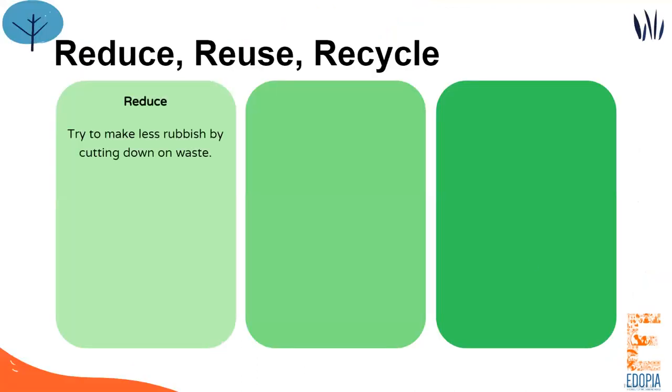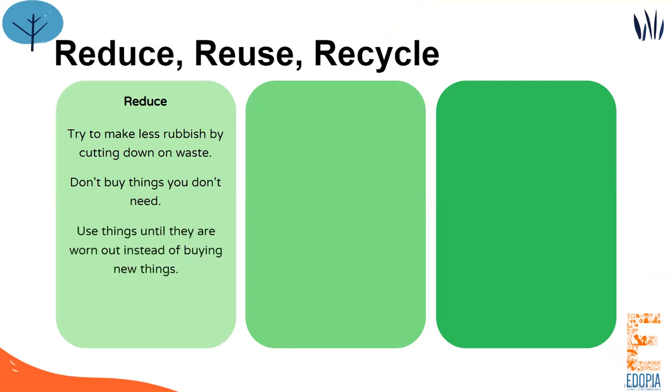Okay, first of all, reduce. Reduce means you try to make less rubbish by cutting down on waste. We don't buy things we don't need, and we use things until they are worn out instead of buying new things. Doing this will mean that there are fewer things to throw away. For example, if you have a school bag, each year you don't need to buy a new school bag. You can use your old bag again and again. This means you are reducing the amount of waste by not buying more than you actually need.